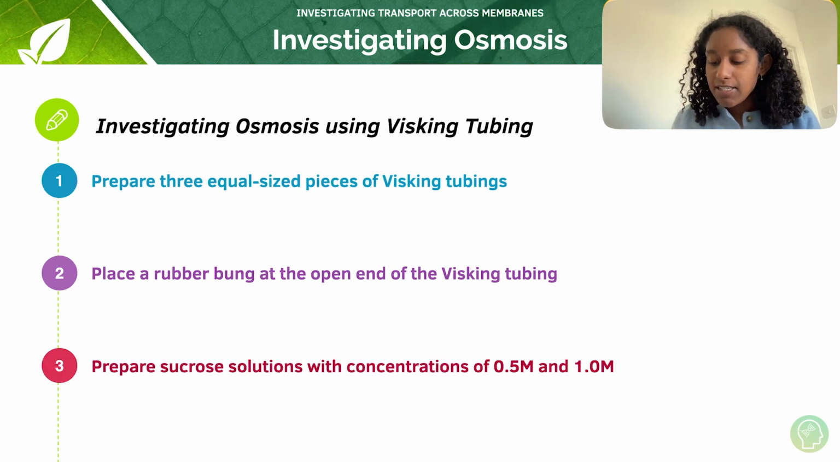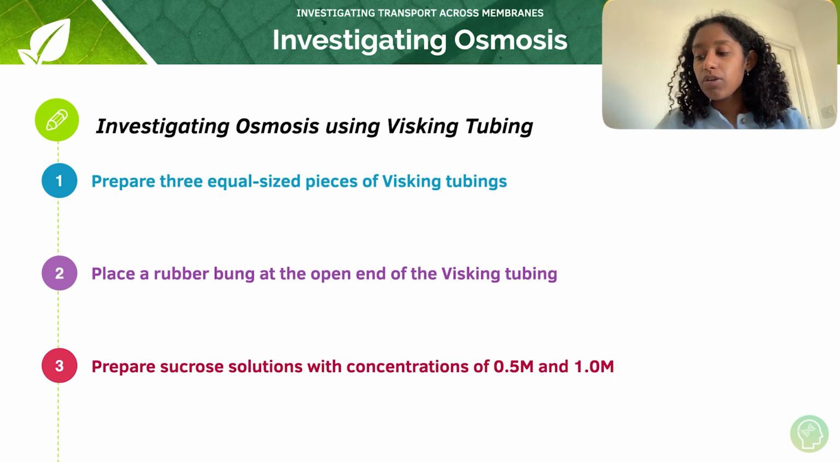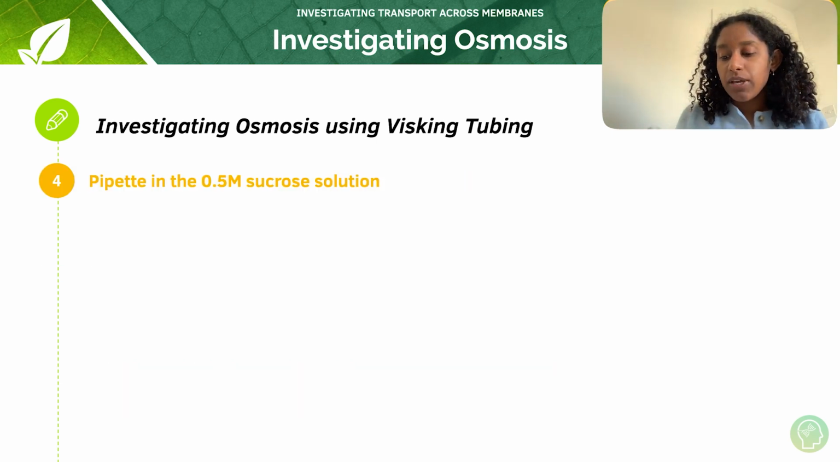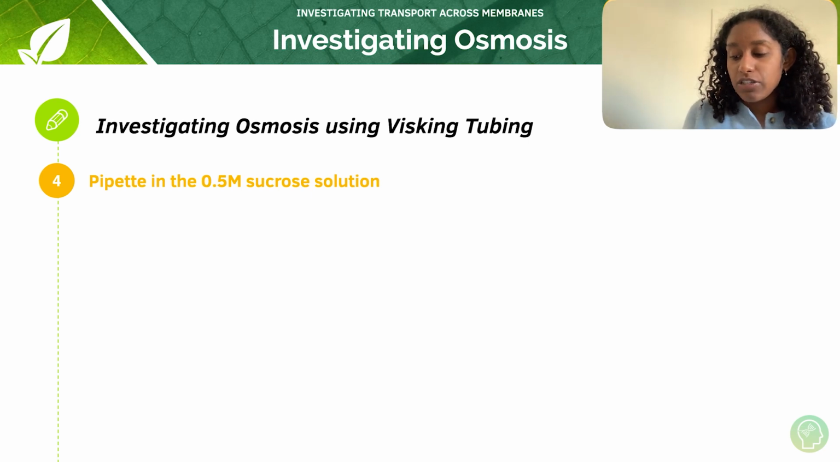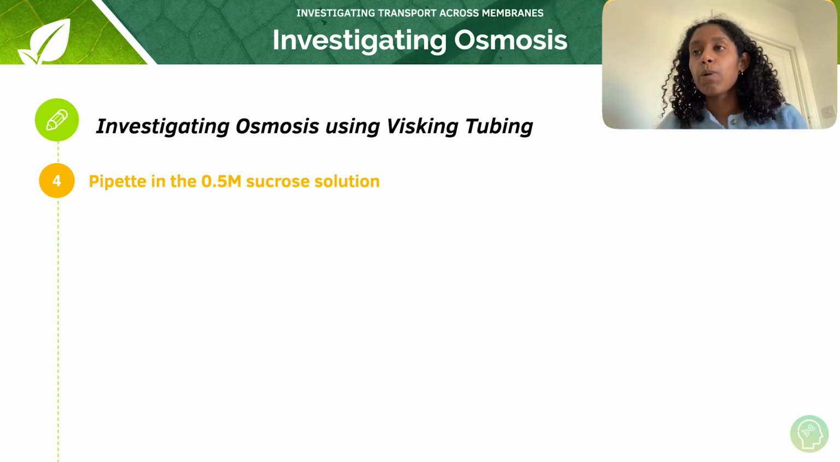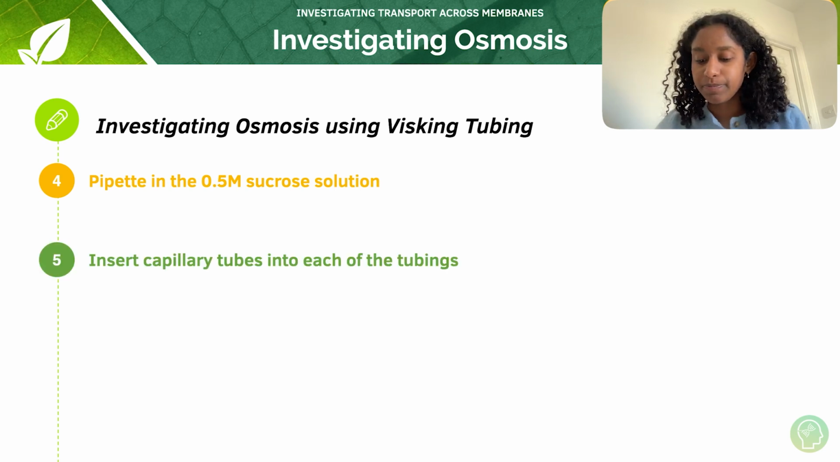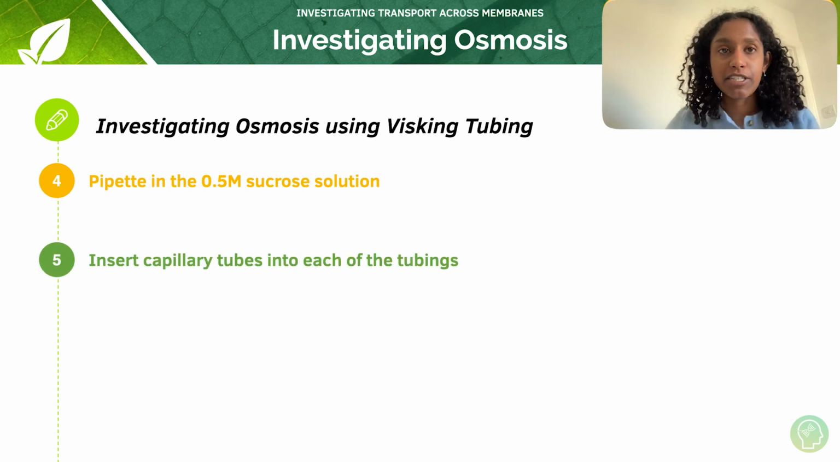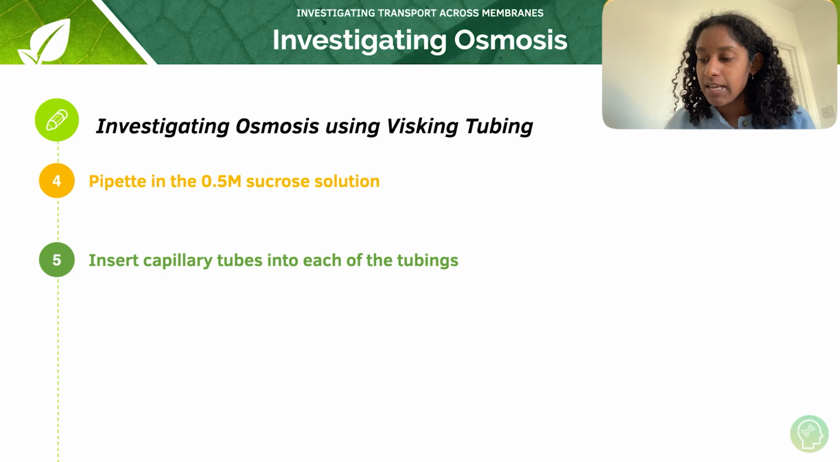And we're going to prepare sucrose solutions with concentrations of 0.5 molar and 1 molar. Now, you may wish to add a food dye to the solution so that it's easier to see within the Visking tubing. And we're going to pipette in our sucrose solution. So if we start off with our 0.5 molar, we're going to pipette that into our tubing that we've prepared. And we want to make sure it's filled completely to the brim with no air bubbles. And then we insert capillary tubes into each of the tubings.